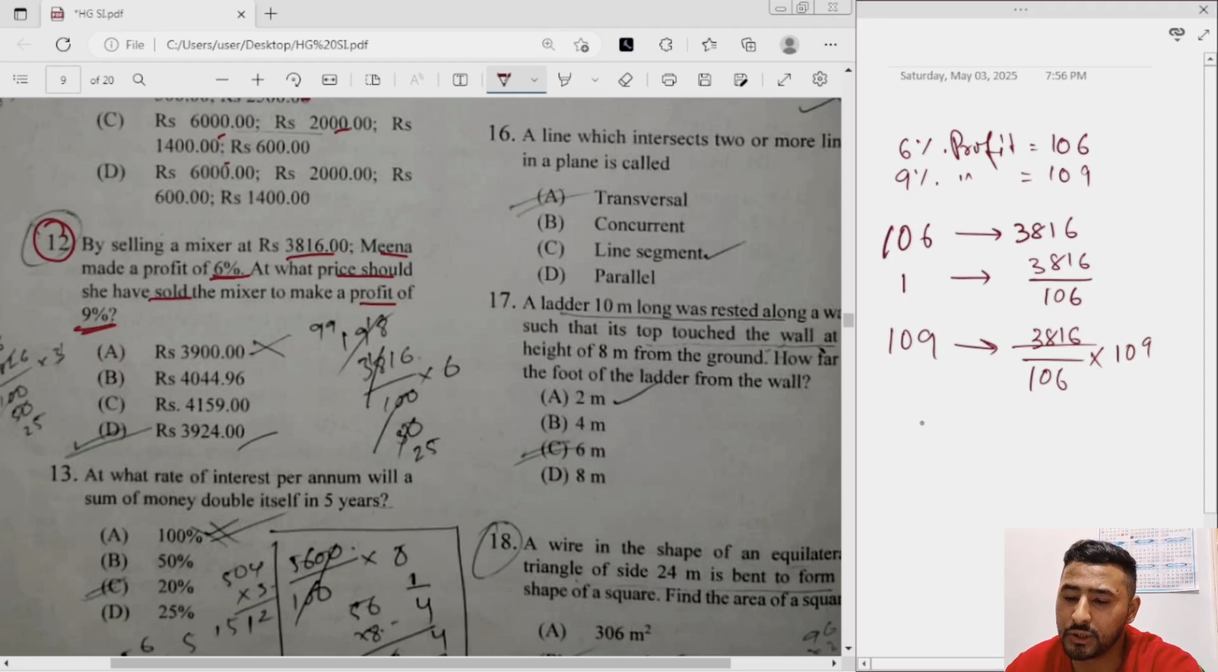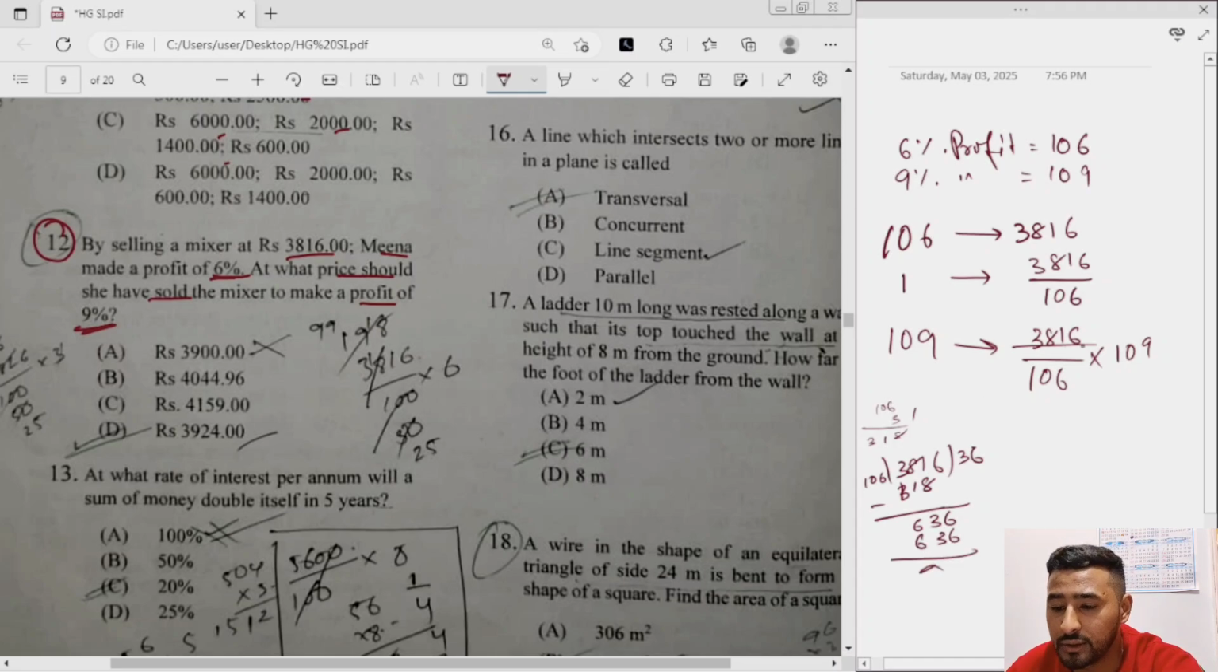You can do 3816 divided by 106. So 106 into 3 is 318, and 318 minus 318 leaves the remainder. Subtract: 11 minus 8 is 3, 7 minus 1 is 6. So 106 into how much is 636? I can say it's 6 only. If you multiply by 6, you'll get 636.